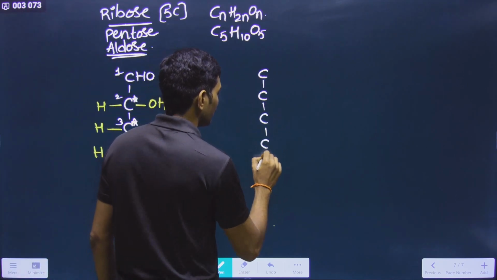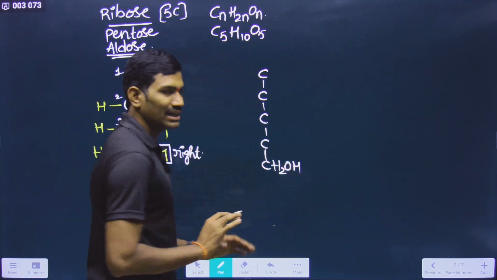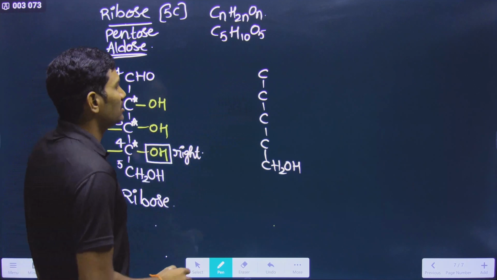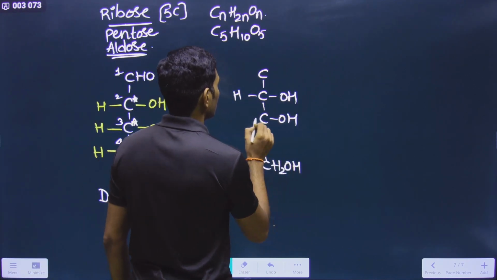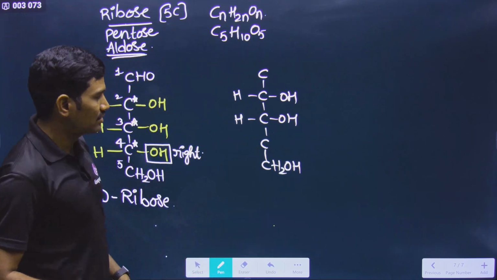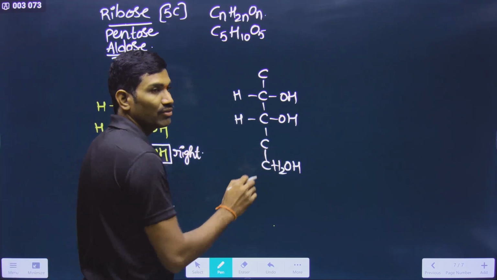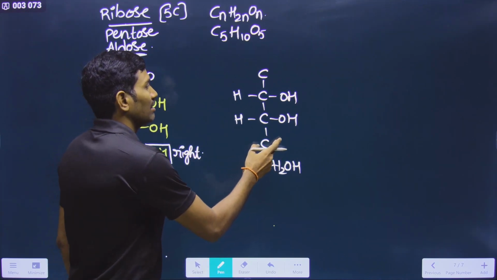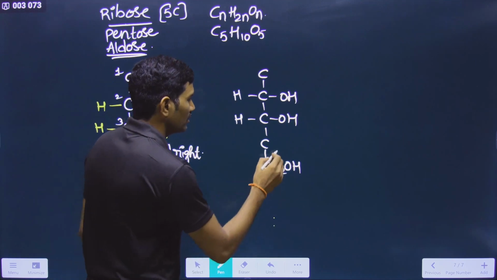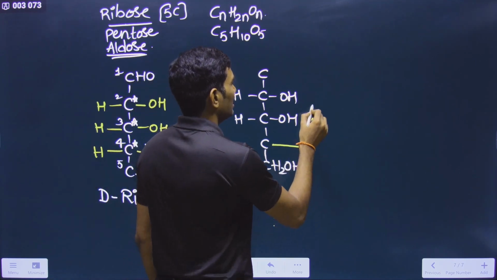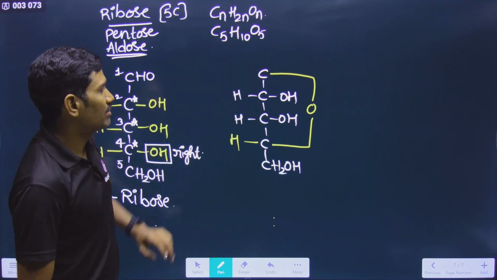Let us see this. 5 carbons. Last one is not affected, so write as it is. Second, third also not affected, so write as it is. The OH group of the last chiral carbon will interact with the carbonyl carbon. So that now this OH will rearrange like this, and on this carbon what happens?